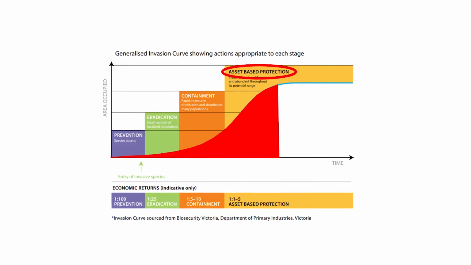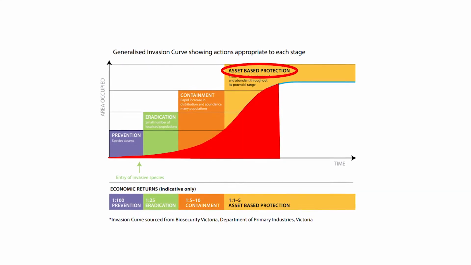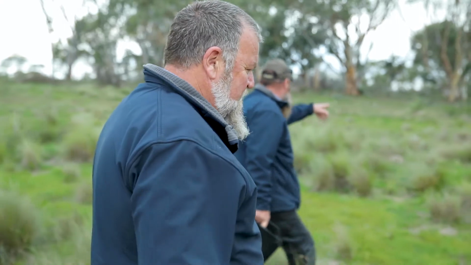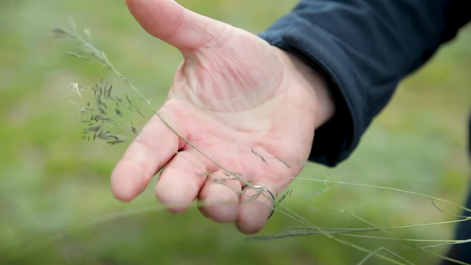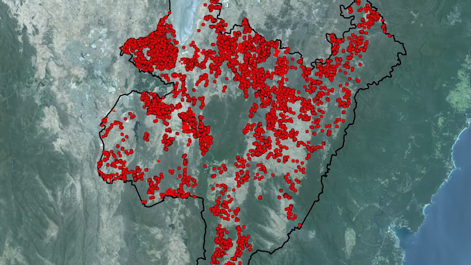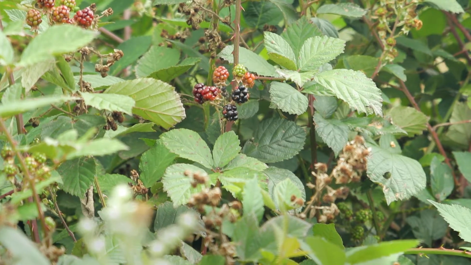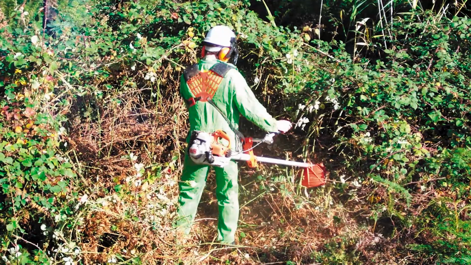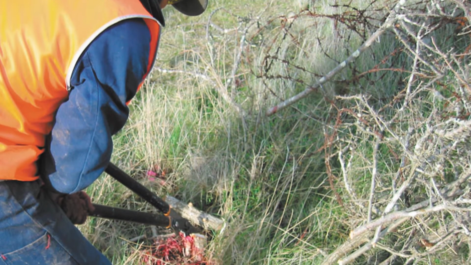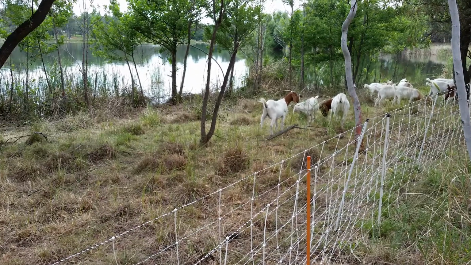But as we go up to the top end of the invasion curve, this is where most of our widespread weeds sit, like serrated tussock, African lovegrass, St John's wort, blackberry. They are widespread across the council and in adjoining councils and within New South Wales. They're not going to be eradicated, but we need to minimise its impacts and protect priority assets.